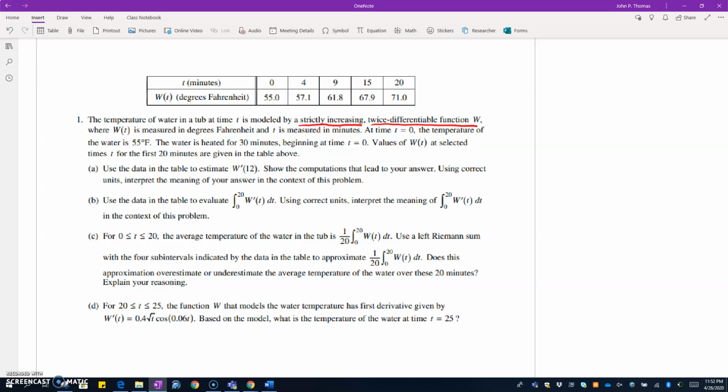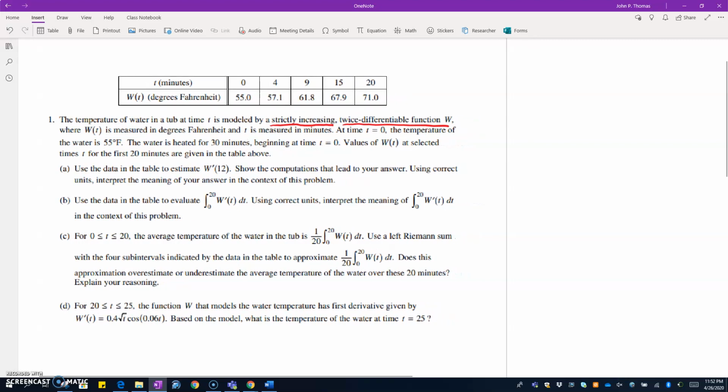All right, so in part A, it says use the data in the table to estimate W prime of 12. Show computations that lead to your answer. Using correct units, interpret the meaning of your answer in the context of the problem. All right, so W prime of 12.